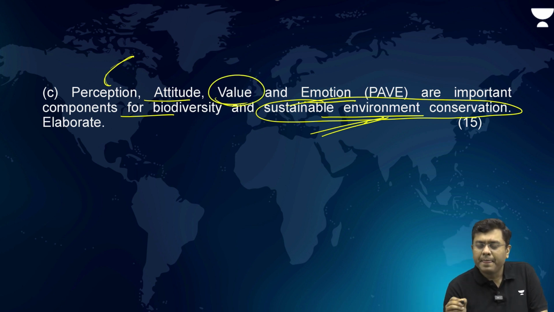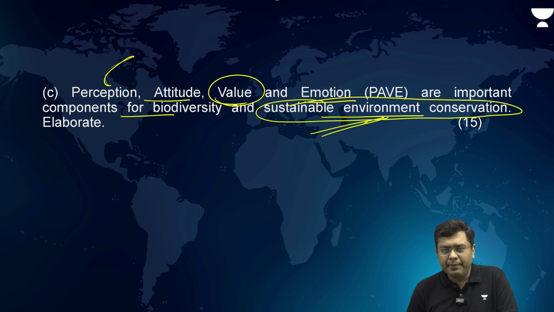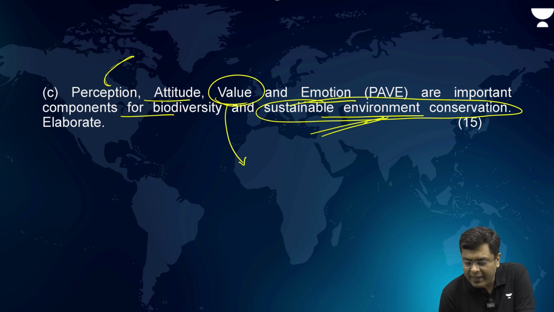Then, value. What is the value of environment or conservation and biodiversity? When we talk about the biodiversity, a well thriving biodiversity, whether it is seen as an asset or a liability. When we talk about the biodiversity, it helps in promotion of and encouragement of local ecology.